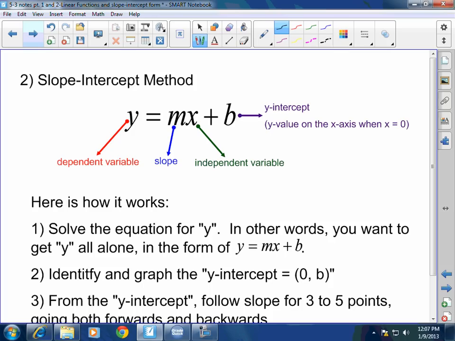So what I mean by that is this, gentlemen. Say that my graph goes like this through here. Isn't it intersecting the y-axis right here at this point? What is the ordered pair of that point? 0, 2. That's the y-intercept. That's the y value when x is 0. So that's what I mean by y-intercept.